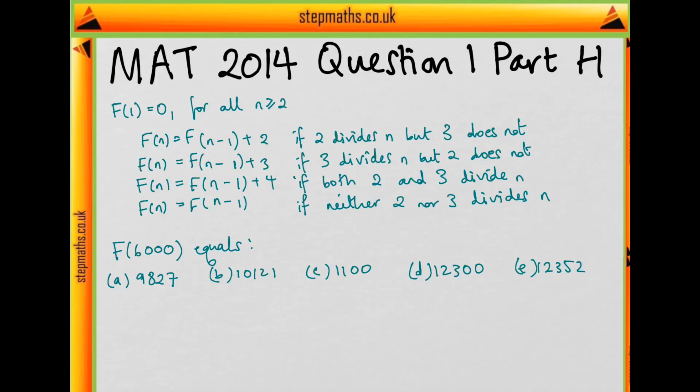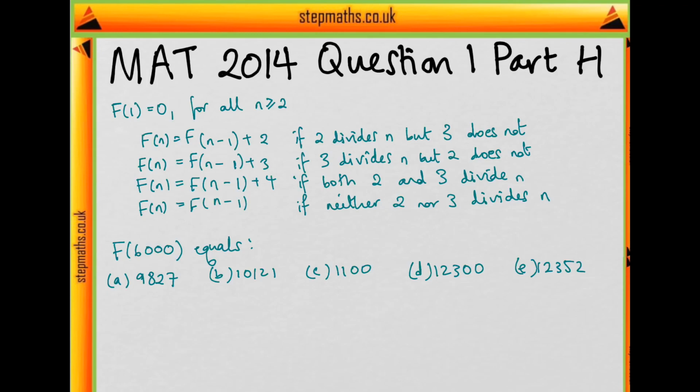Hello, in this video I'm going to go through part H on question 1 of Math 2014, and here they've defined a function f where f(1) is equal to 0, and for all n greater than or equal to 2 we have that f(n) is f(n-1) plus 2 if 2 divides n but 3 doesn't. If 3 divides n but 2 doesn't, then we have plus 3 on the end, and we have plus 4 if they both divide n, and f(n) is just f(n-1) if neither 2 nor 3 divides n, and we're asked to work out the value of f(6000).